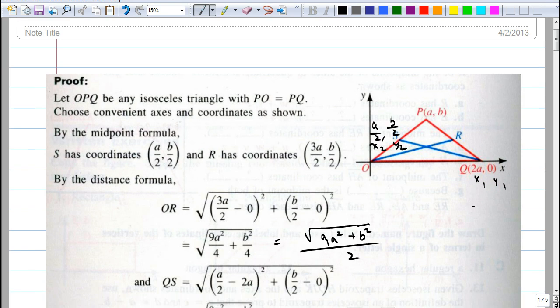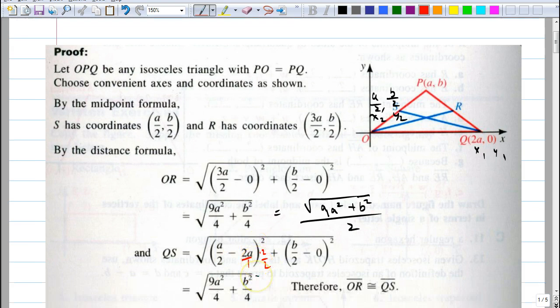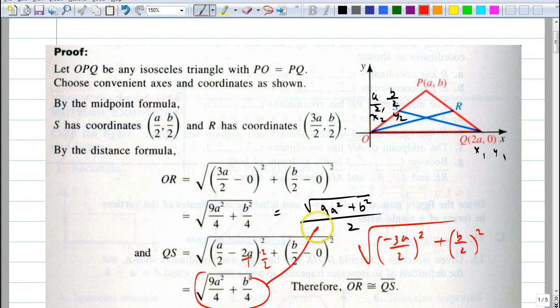Now, how do I simplify this? A over 2 minus 2a. What's 2a really? 2a over 1. What are you going to multiply top and bottom of this by so that you can simplify? Multiply top and bottom by 2, right? So when you do that, don't you get square root of 4a minus... A minus 4a. What is that? So you just simply get what? Negative 3a over 2, whole thing squared, plus b over 2 squared. Isn't this what you get then? Would you not agree? And of course, when you simplify this, you get this, right? Same thing. So therefore, what do you know about these two?